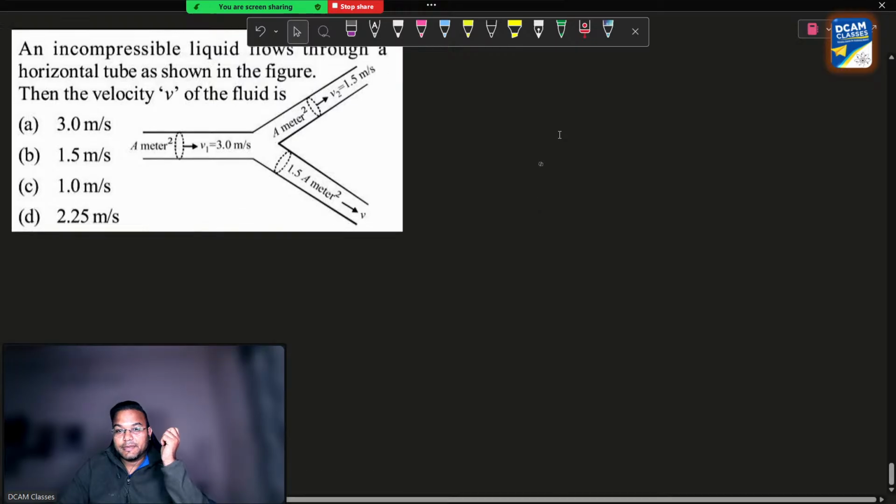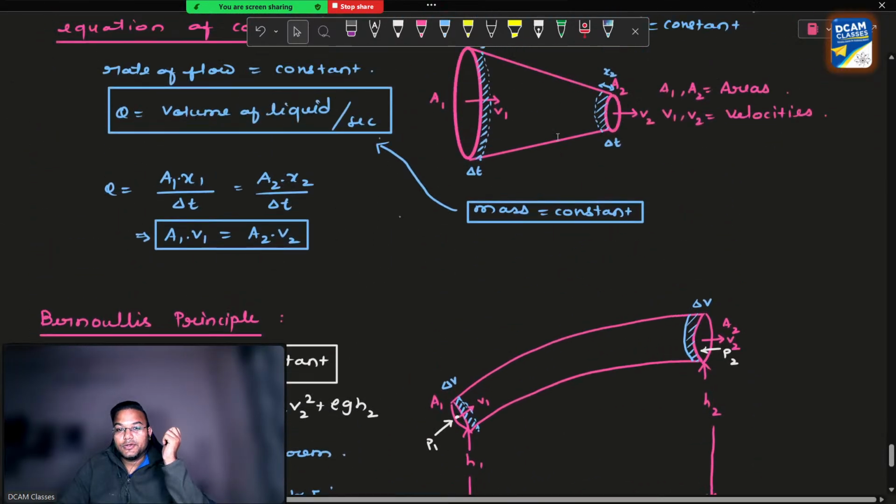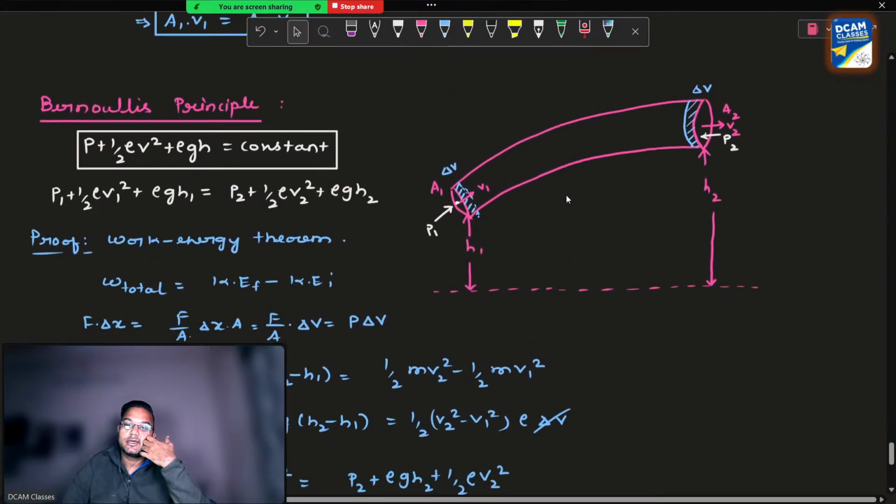This concept I told you in the derivation: the volume of liquid flowing per second is constant. How much fluid enters, that much goes outside. Means the mass of fluid that has entered will be equal to the total mass going outside.